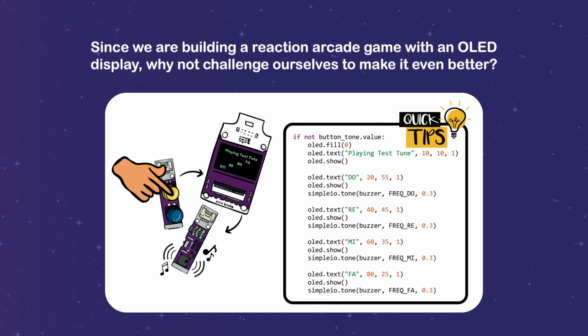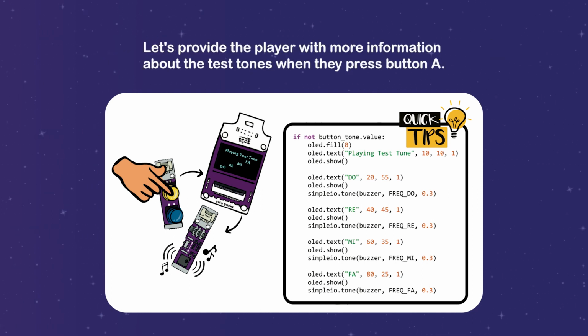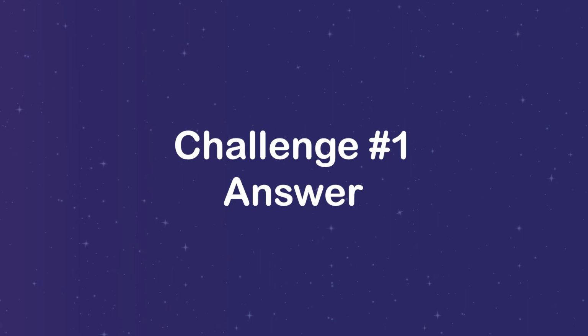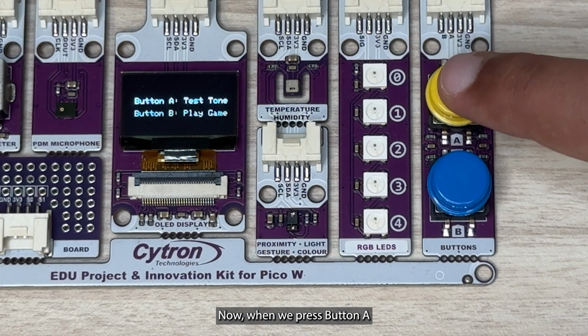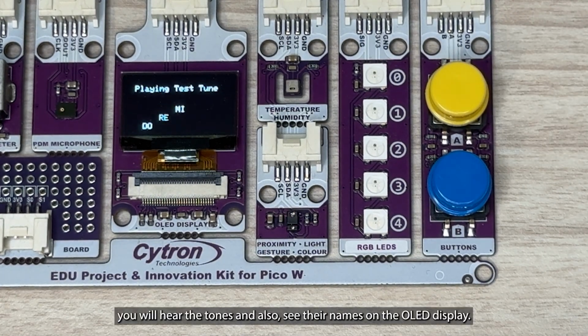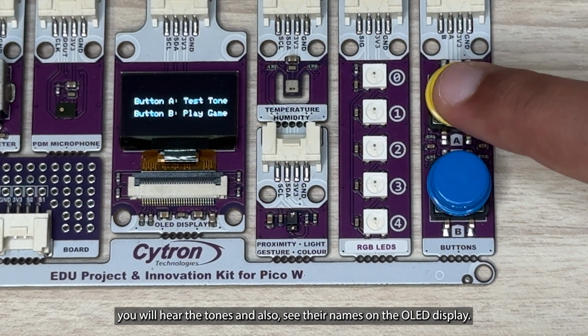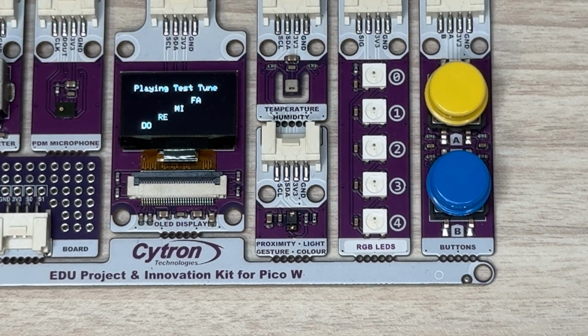Since we are building a reaction arcade game with an OLED display, why not challenge ourselves to make it even better? Let's provide the player with more information about the test tones when they press button A. To do this challenge, we need to replace the code from line 40 to 45 with this code. Now, when we press button A, you will hear the tones and also see their names on the OLED display.